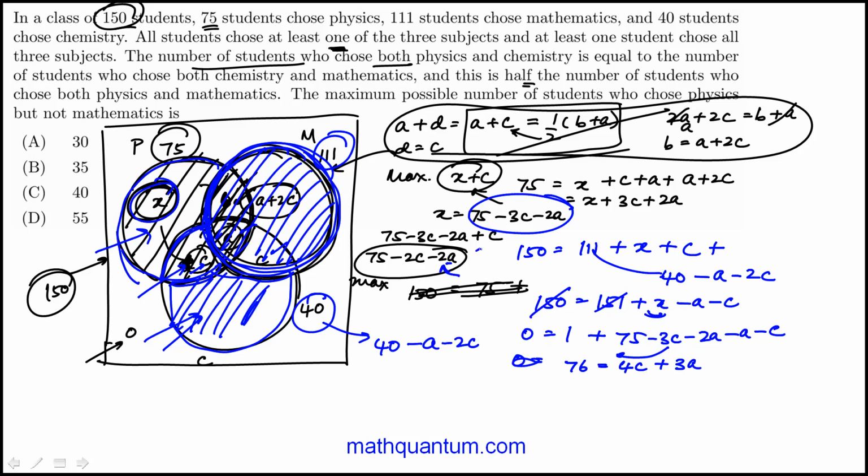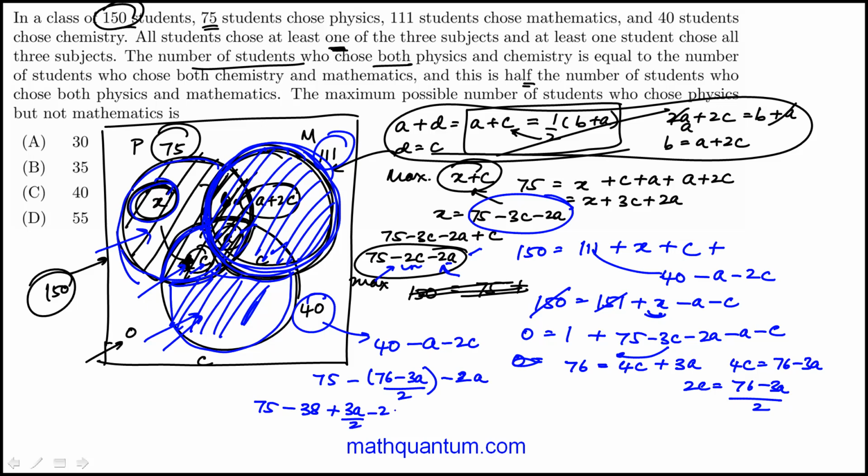Now, eventually my goal is to maximize that, so I will isolate 2C because I have a 2C here. So 4C is 76 minus 3A. 2C would be half of that. And that I can plug back in here. 75 minus (76 minus 3A) over 2 minus 2A. So that becomes 75 minus 38 plus 3A over 2 minus 2A. And that's going to become 37 minus A over 2. So that's the expression I need to maximize.